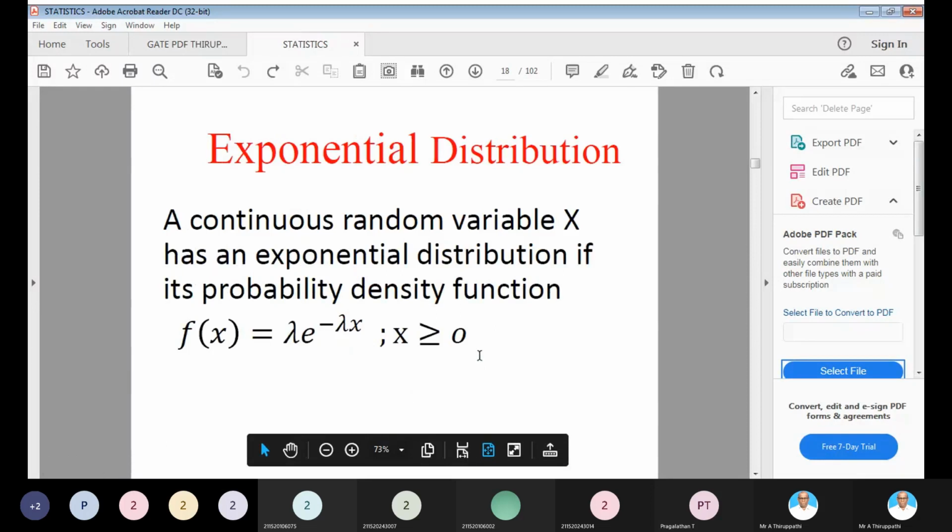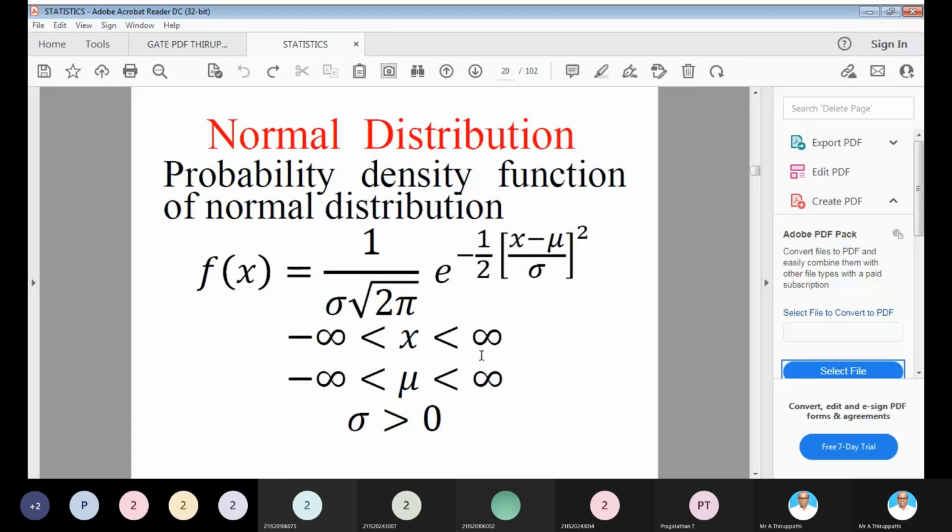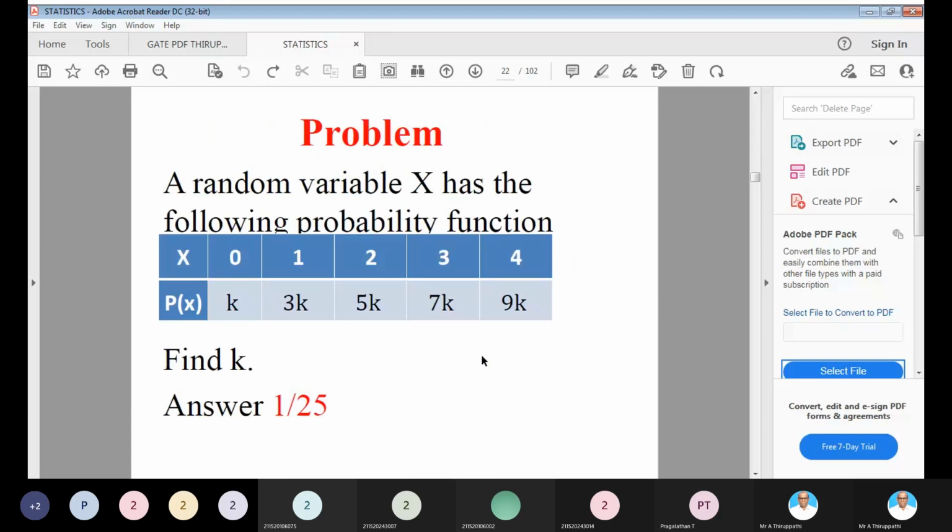Next, exponential distribution: lambda e to the power minus lambda x, and the normal distribution: 1 by sigma root of 2 pi into e to the power minus 1 by 2 into x minus mu the whole square by sigma square. Okay.